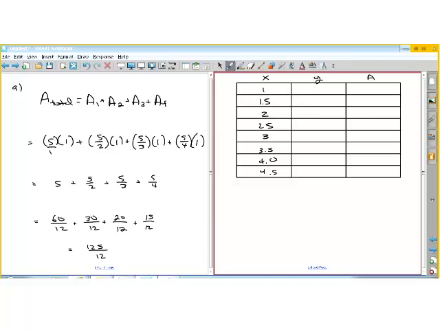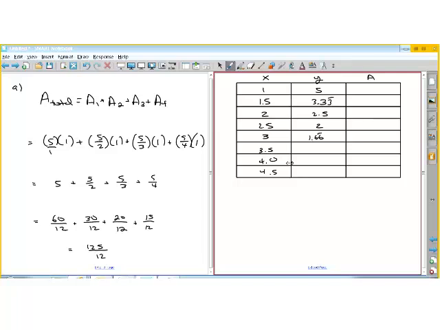So then you do y. So you're going to take 5 divided by 1, which is 5. Then we take 5 divided by 1.5. I'm using the calculator now, so it's 3.33. And then we have 5 divided by 2, which is 2.5. 5 divided by 2.5 is 2. 5 divided by 3 is 1.66.